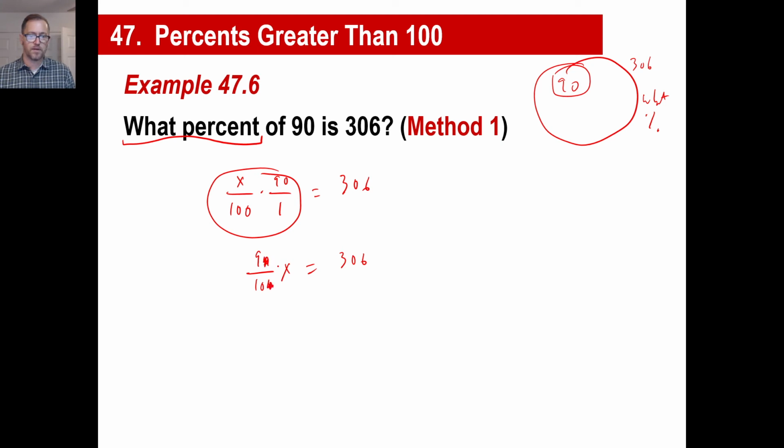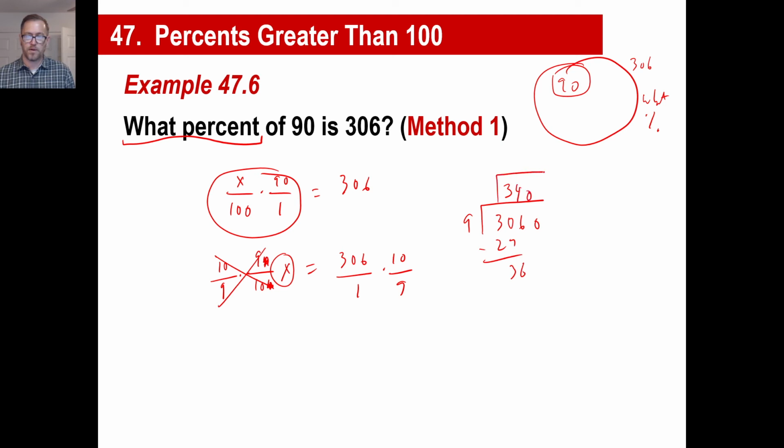Fine, do it. 9 over 10. All right, so there's 9 over 10. You undo that by doing 10 over 9. And you can do 10 over 9 this way as well. Of course, that goes away. And you do your 1 times 9 is 9. You're going to divide that into 3060. We can do this now. 3 times 9 is 27. 36. It's going to be a 4, then a 0. Boom, there it is. So 306 is 340% of 90.